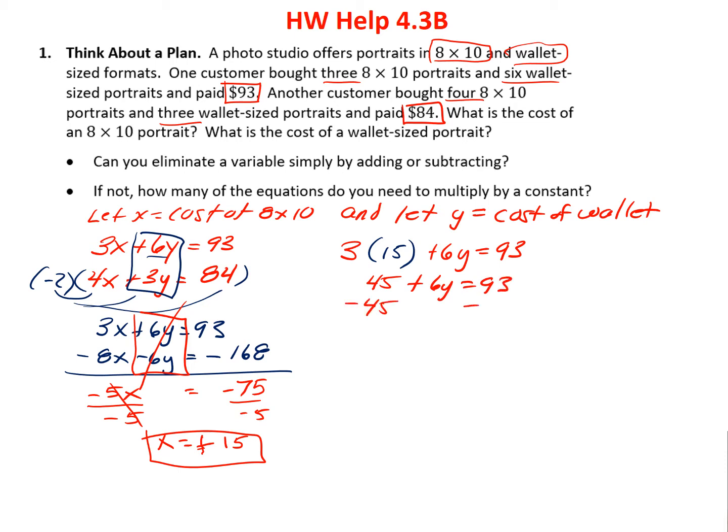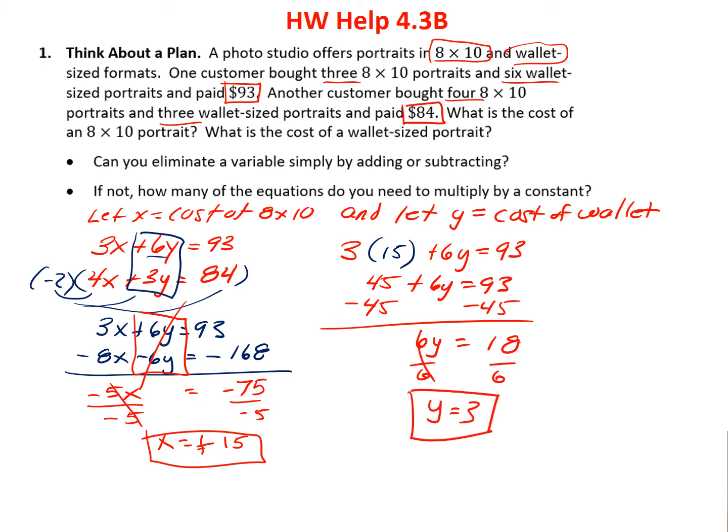Subtract 45. And we get 6y equals 18. Divide by 6. And we get y equals 3. Right? So our answer here appears to be 15, 3. Okay, that would be 8 by 10s cost $15. Wallets cost $3.